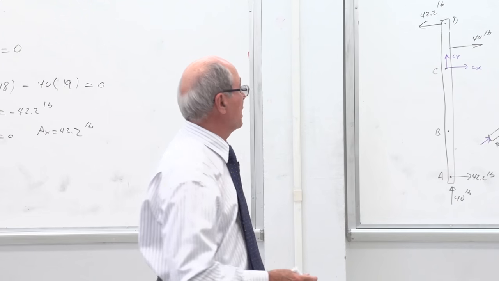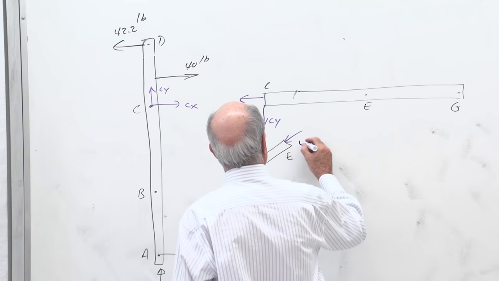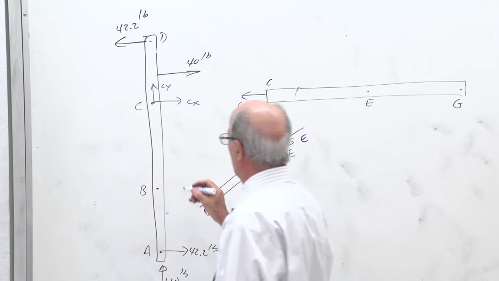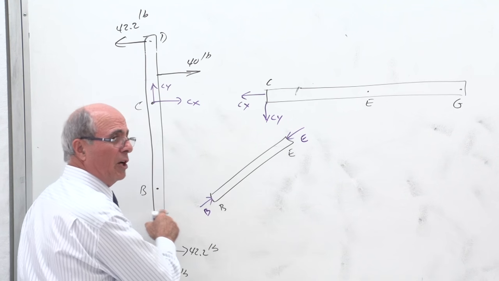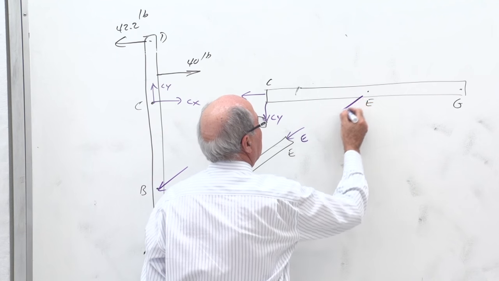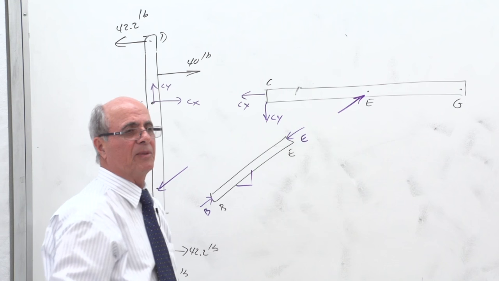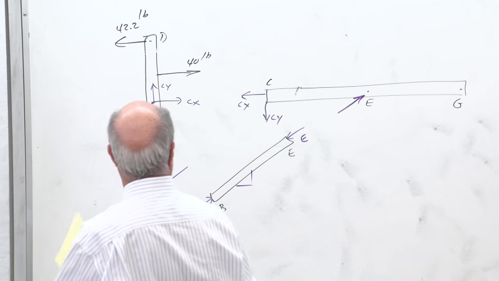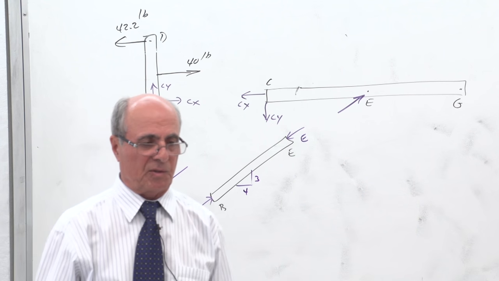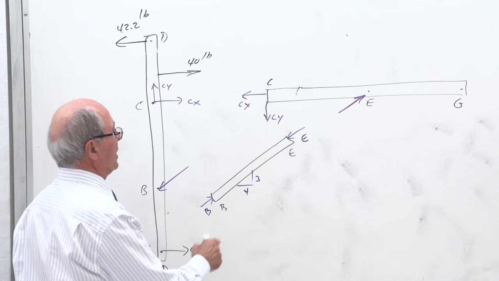So what should I put at B? Notice, if this is force B, the force B must be equal to force E, equal and opposite. So what should I put here? A force equal and opposite, which is going like that. And I put here equal and opposite, going like that. But what's the slope of that? The slope is given there. The slope of it is 4 run and 3 rise. Is that correct? 8, 6, which is the same, just for simplicity. So that's it.